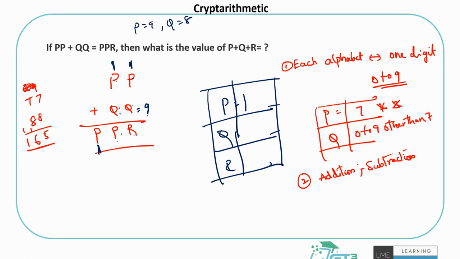So that means Q has to be 9, such that 1 plus 9 equals 10. So 0 will be here and 1 is carried forward. 1 plus 9 is 10, plus 1 is 11, and again I carry forward. That means Q has to be 9 and R has to be 0. So the answer is simply that 11 and 99 add up to 110. PP and QQ add up to PPR. That's simple, right?